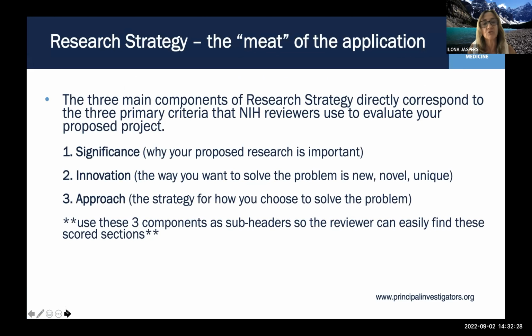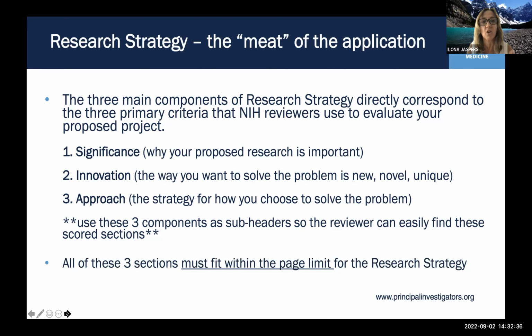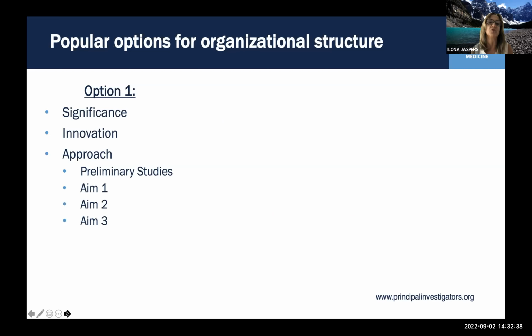So the research strategy that was already covered is really the meat of the application. It has the significance, innovation, and approach, and they all must fit within the page limit. But this is really something more for a reviewer. Make sure you have a very clearly defined and easy to follow organizational structure of these components, and make sure that they are separated either visually by color or by different paragraphs or underlining, bolding, whatever you prefer.